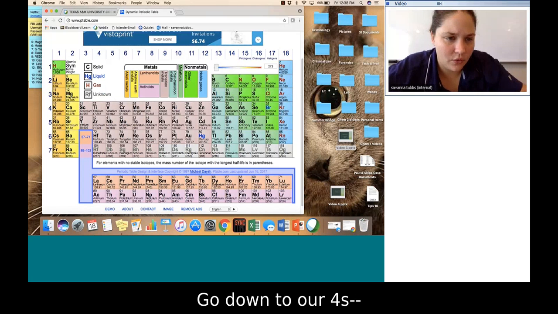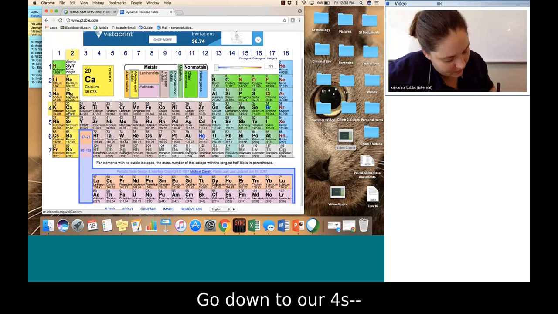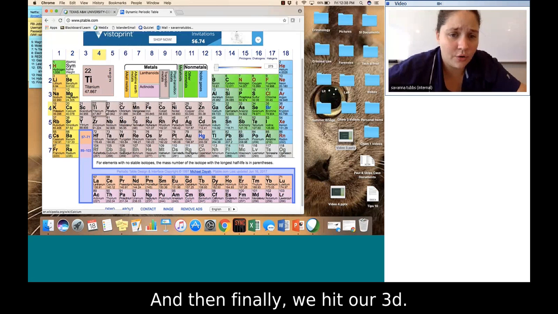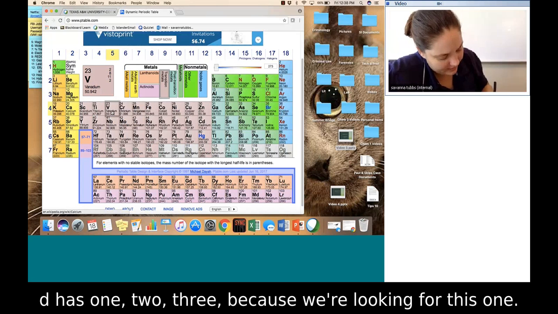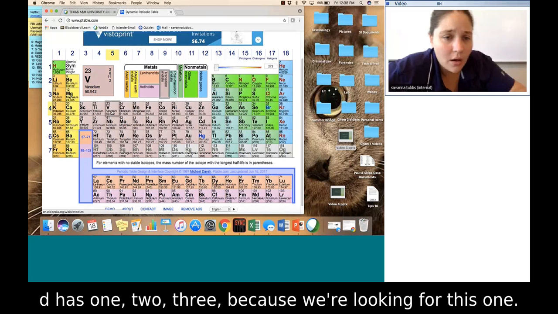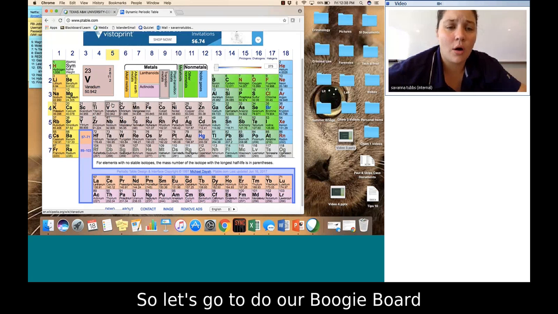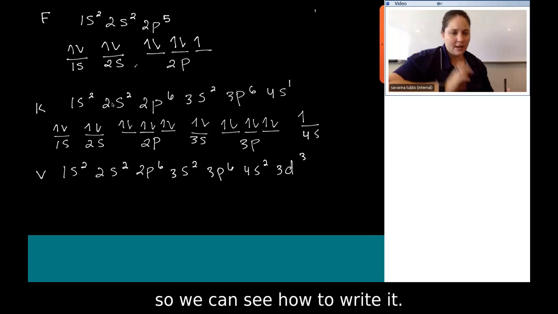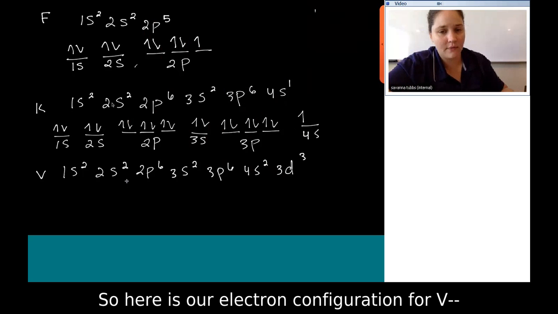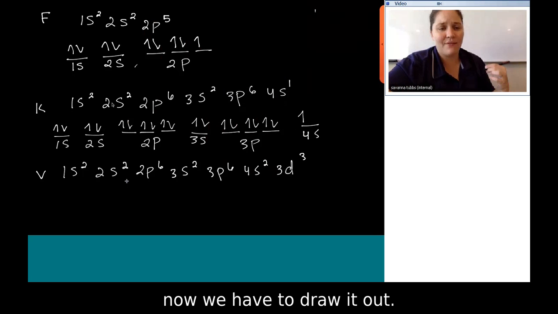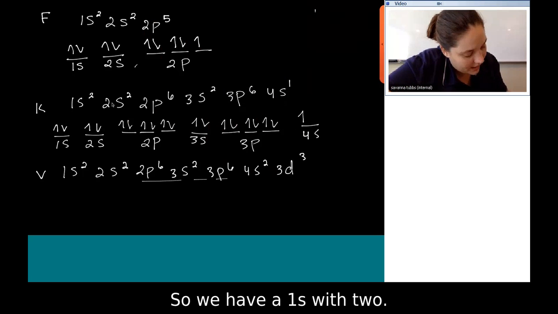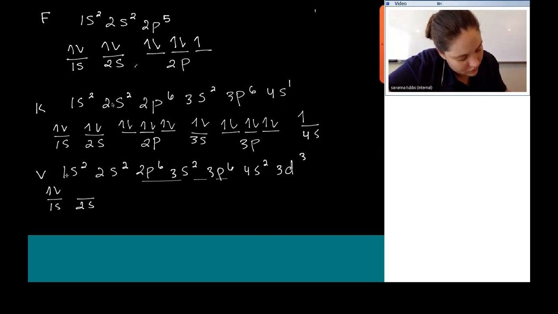Go down to our 4s. We go through both, and then finally we hit our 3d. D has 1, 2, 3, because we're looking for this one, so we have a 3d3. So let's go to our boogie board so we can see how to write it. So here is our electron configuration for V. Now we have to draw it out. So we have a 1s with 2. We have a 2s with 2. We have a 2p with 6.